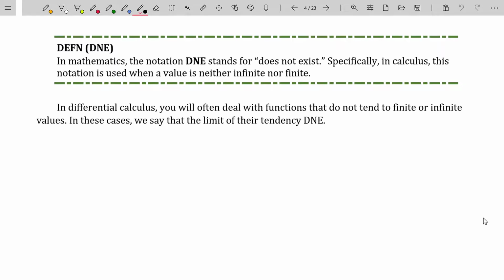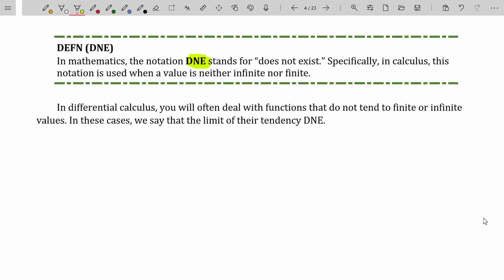Well, now that we've discussed infinity and the infinite, we can now talk about what it means for something to not exist within calculus or within mathematics itself. So in mathematics, the notation DNE stands for does not exist. And that is actually reserved for very special circumstances. It's not every time that you don't get an answer, you just say does not exist. That's actually not true. That notation is used when something in calculus is simultaneously not finite and not infinite.